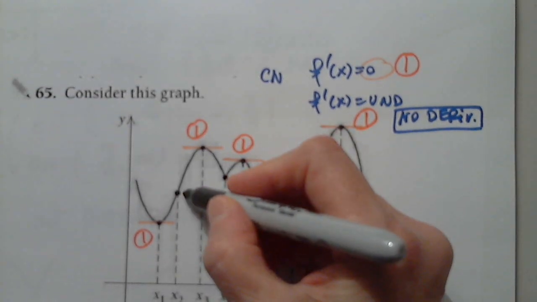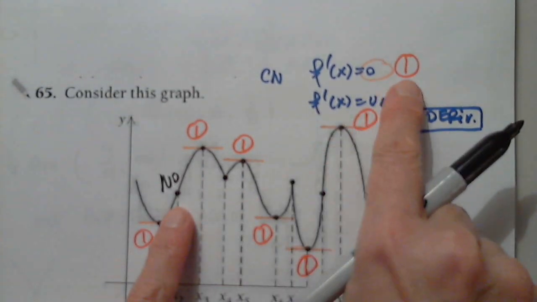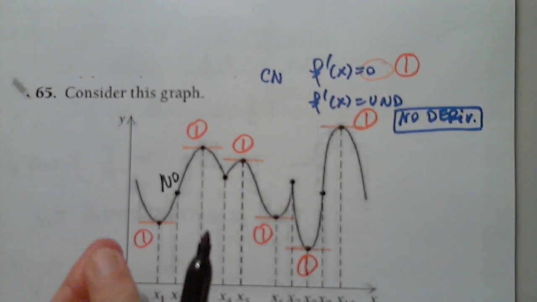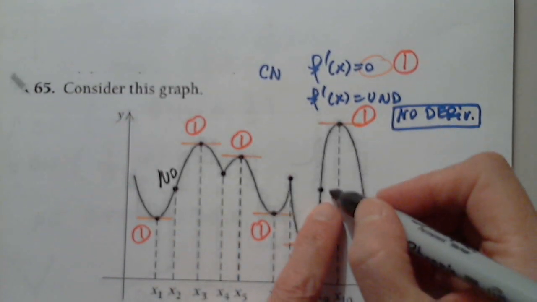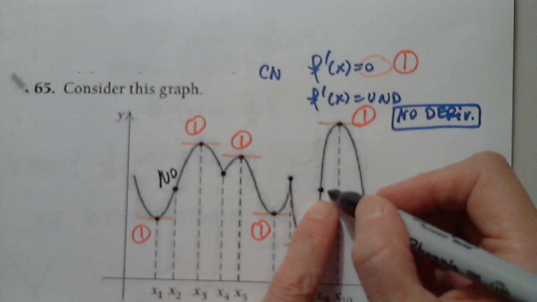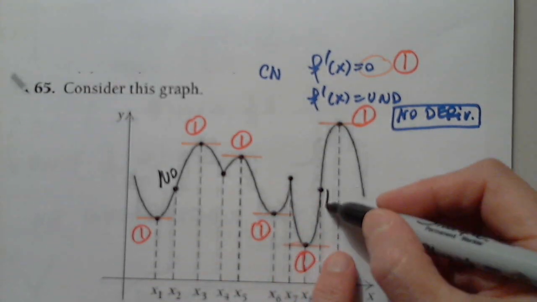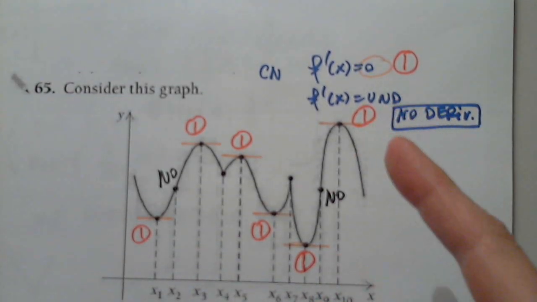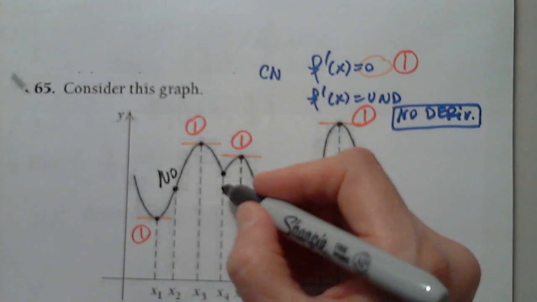Is this a critical number? No, because the slope is not 0, and there is no cusp, corner, or vertical tangent. Awesome. Is this a critical number? No, because the slope is not 0, and it's not a corner, cusp, or vertical tangent. Awesome. Now, let's talk about this one.